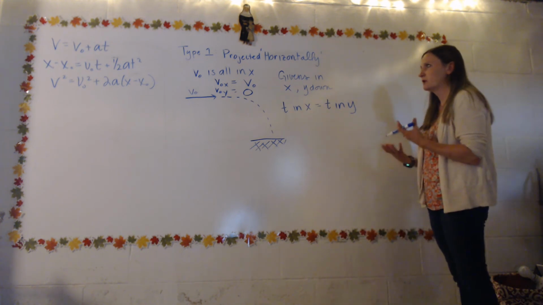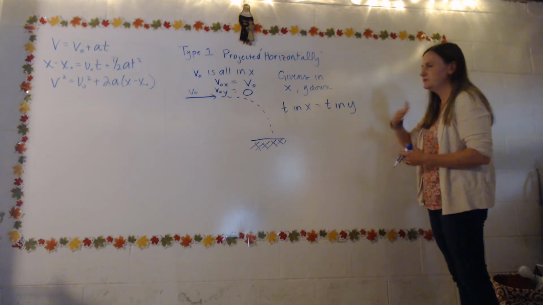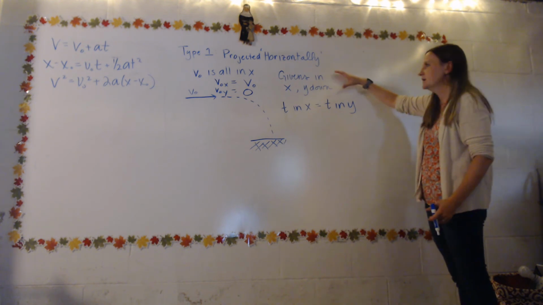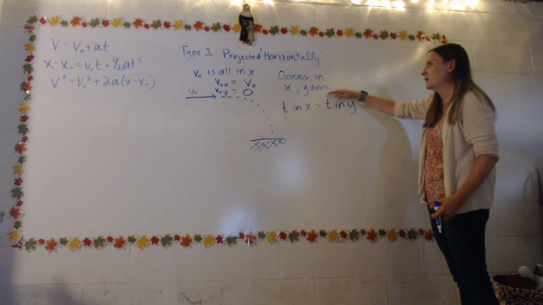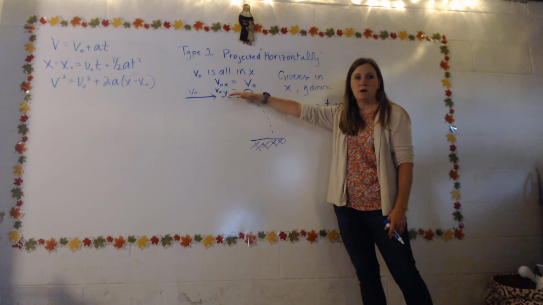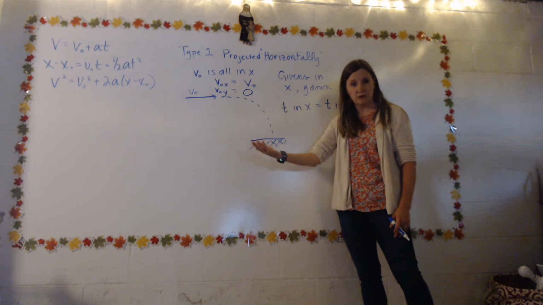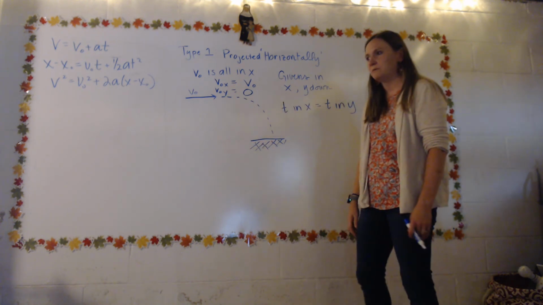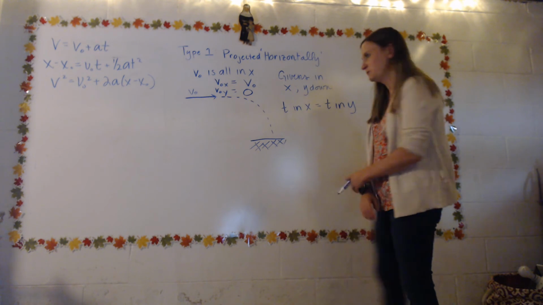So when we go to solve these problems, which you'll see me do in a few moments, so it'll make more sense then, you're going to see me list givens in x and in y down, and it's understood that the initial velocity in y will be 0. So it's similar to a type 1 problem in vertical motion like we did in the last chapter.